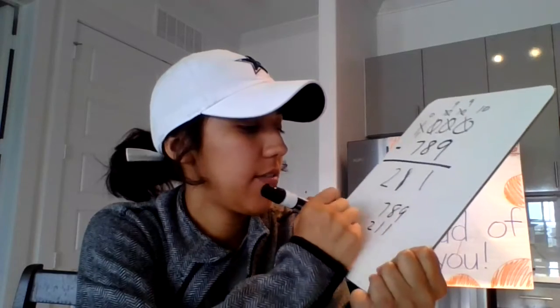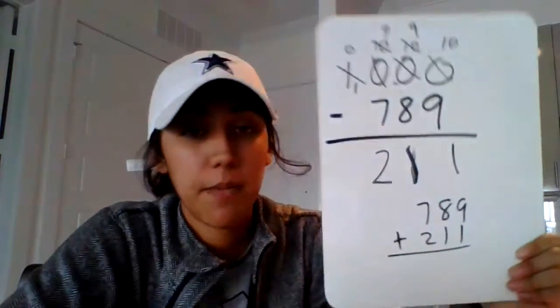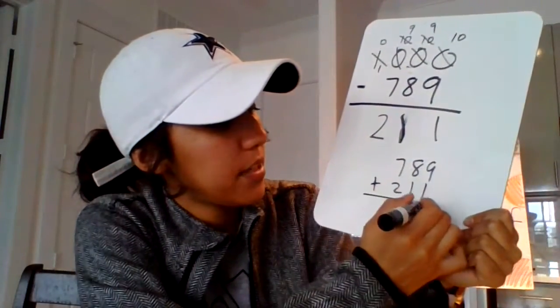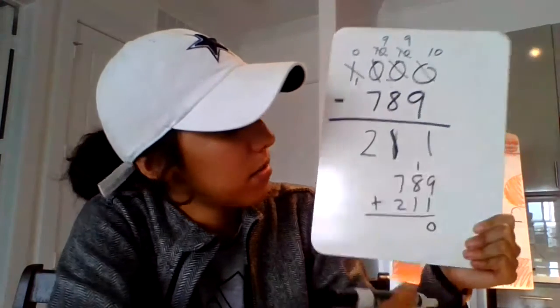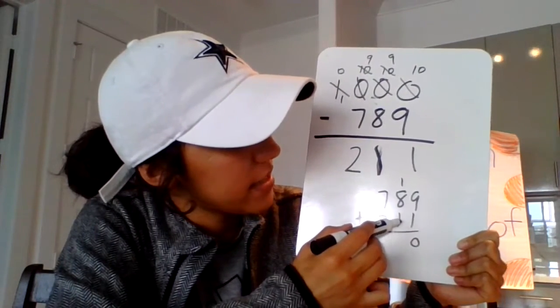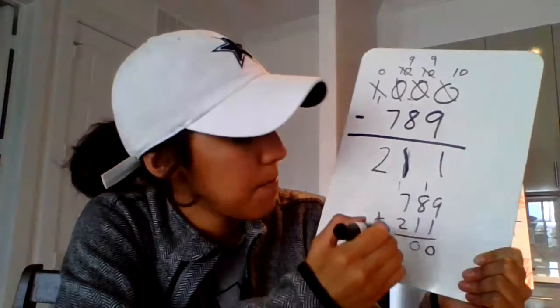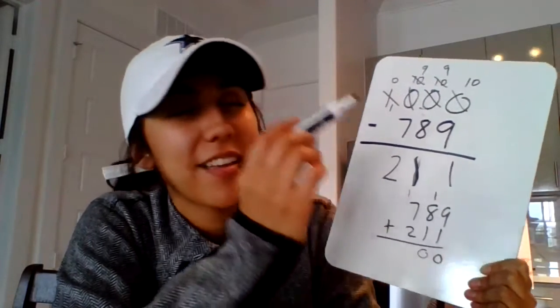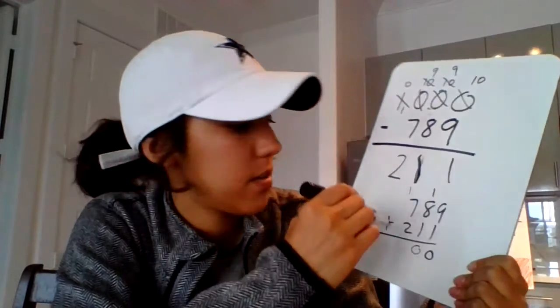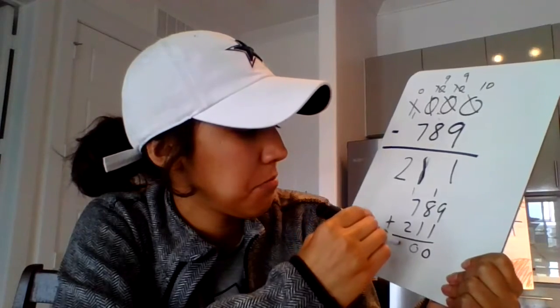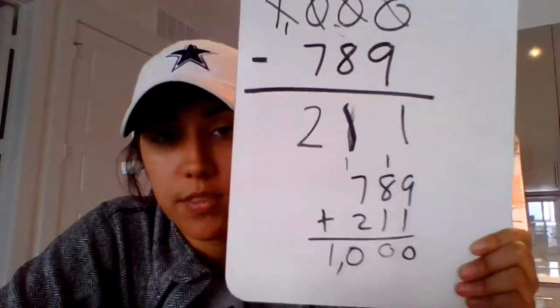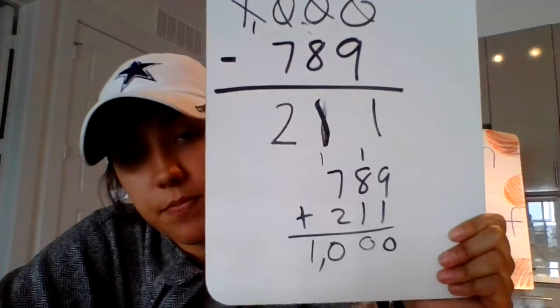So 789 plus 211, I'm going to go ahead and check my answer. 9 plus 1 equals 10, carry the 1. 8 plus 1 is 9, plus 1 is 10. Carry the 1. 7 plus 2 equals 9 plus 1 is 10. 1,000. We have the correct answer. Okay?